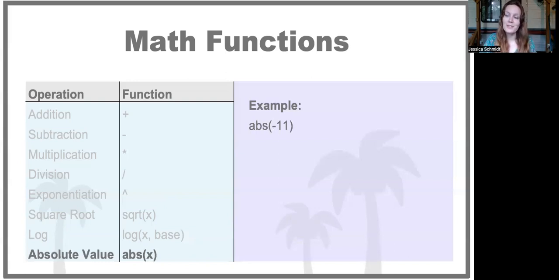Finally, we can calculate absolute value with the function abs. And of course, again, same thing. Our first parameter is a number here. So we can calculate the absolute value of -11. Pretty straightforward. These are just some basic math functions.